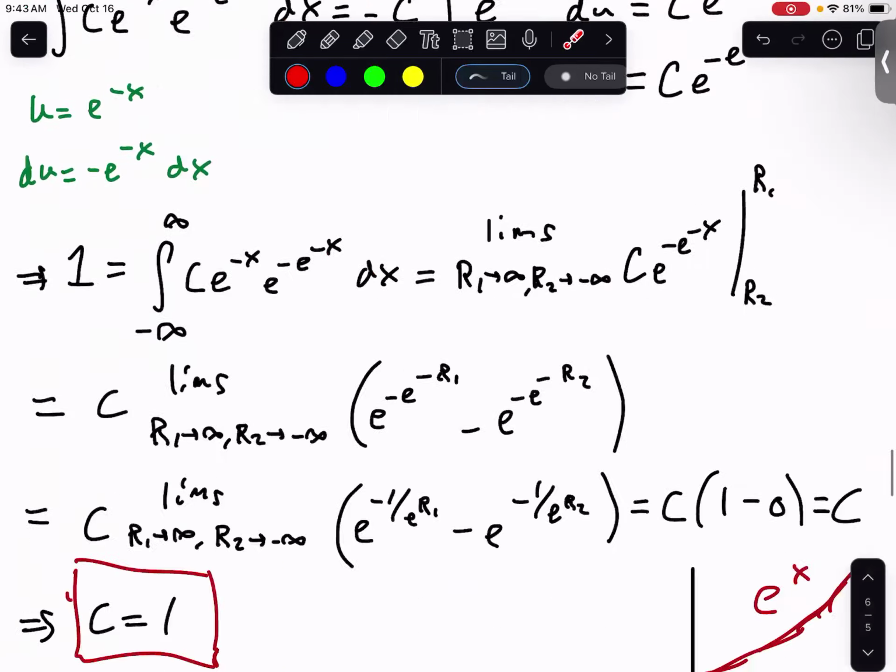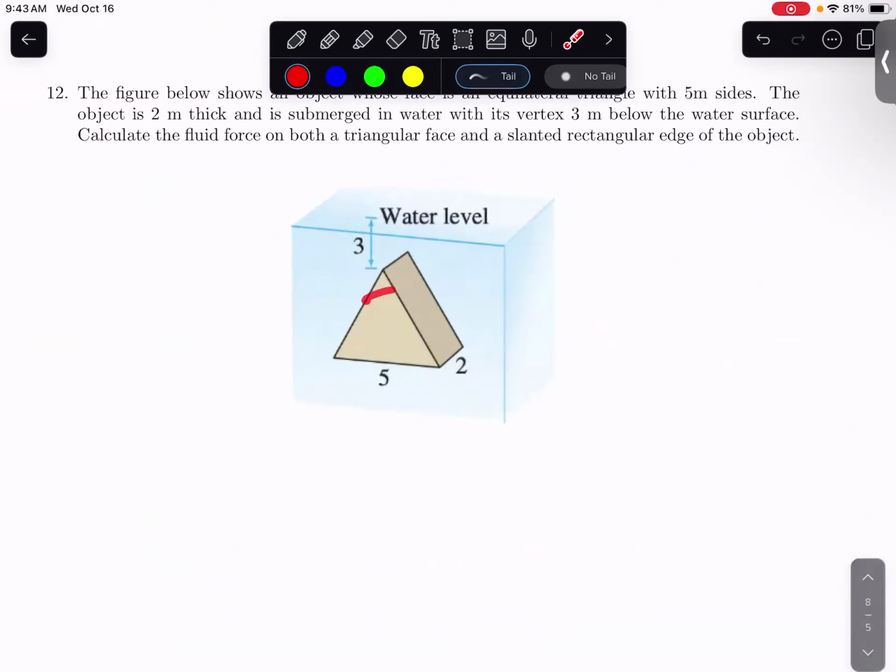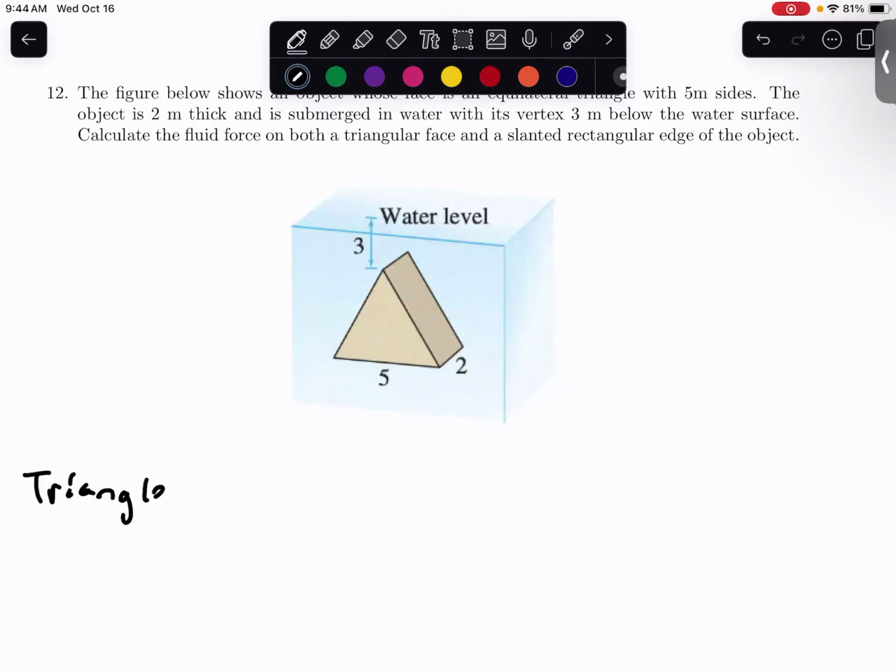12. Is there a particular part of 12 or both? You want me to do both the equilateral triangle and the slanted rectangle? Okay, so I'll start off with the equilateral triangle. There are 2 faces to this. There's this equilateral triangle I want you to find the fluid force applied to, and then there's also this slanted rectangle. Depending on what surface you're looking at, the area is going to be different, so you're going to have different integrals. We'll first look at the triangle, and then if we have time, we'll do the slanted rectangle as well.